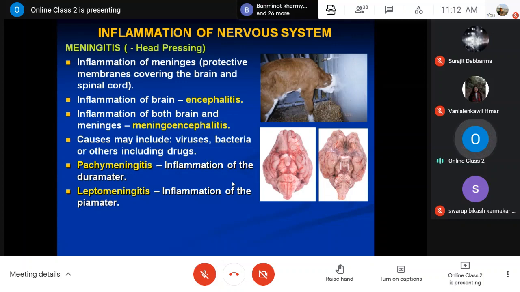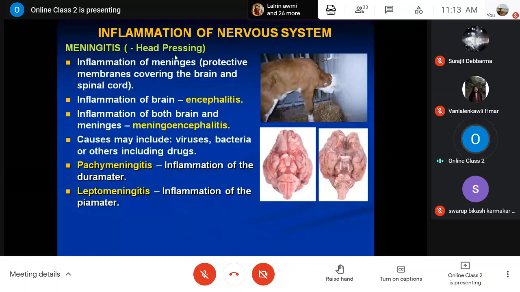Because of that, the affected animals show head pressing. That means they press their head against stationary objects like a wall or post. They feel that they will get relief from this irritation. That's why they show head pressing, as I am showing in a photograph here. This head pressing of the affected animal is one of the indications that the animal has meningitis.